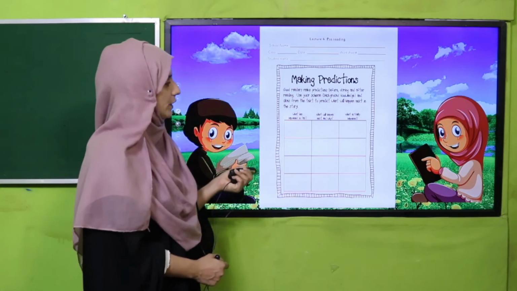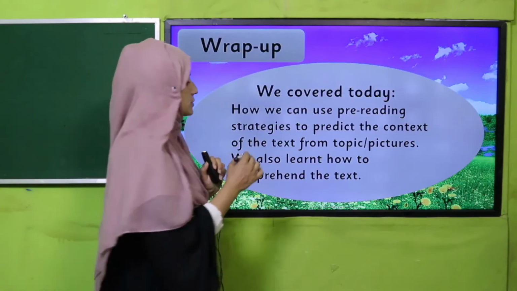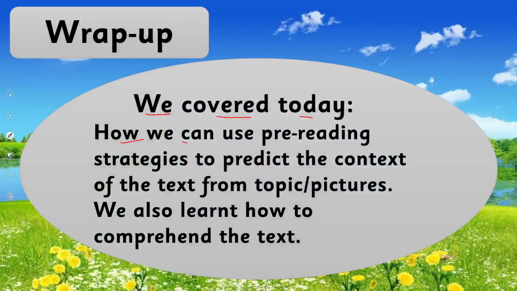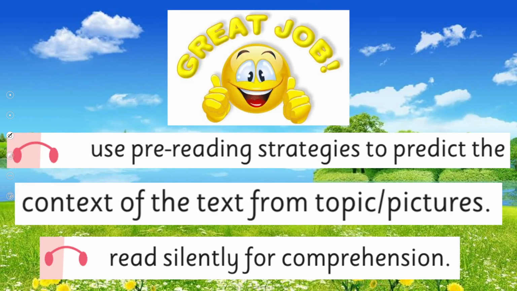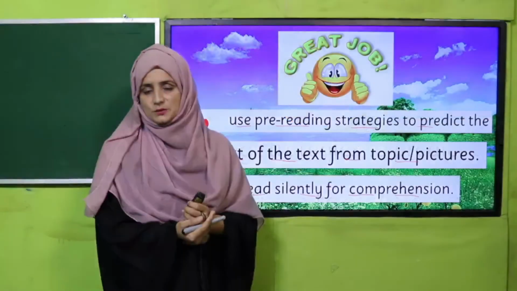So what have we learned today? We covered today how we can use pre-reading strategies to predict the context of the text from topic pictures. We also learned how to comprehend the text, and in this way we have covered our SLOs. Use pre-reading strategies to predict the context of the text from topic pictures. Read silently for comprehension. So these were our SLOs for today, and we covered these, my dear students.